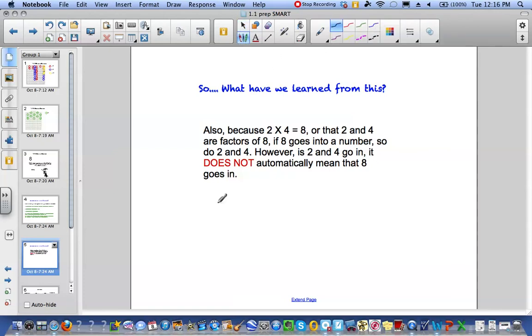So for instance, if I have 16, 8 goes into 16. 8 times 2 is 16. 8 goes in, so 4 and 2 go in. But 12, both 2 and 4 go into 12, but 8 doesn't. So if the bigger number goes in, the smaller factors will, but it's not necessarily the same the other way.